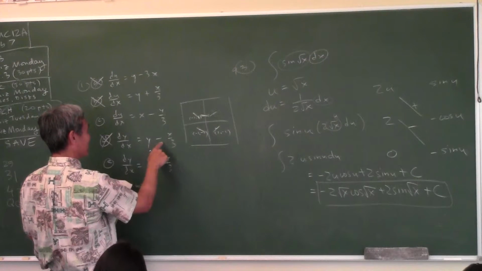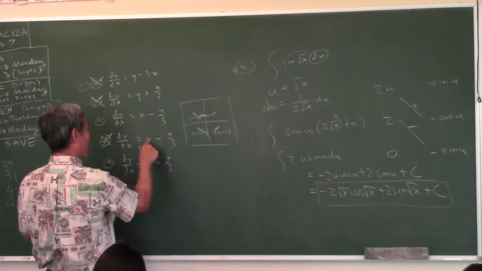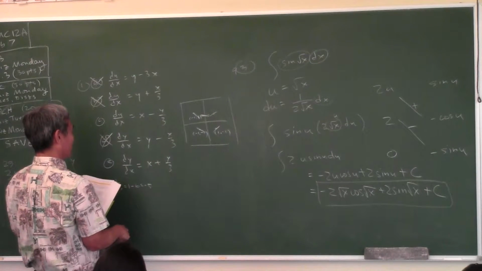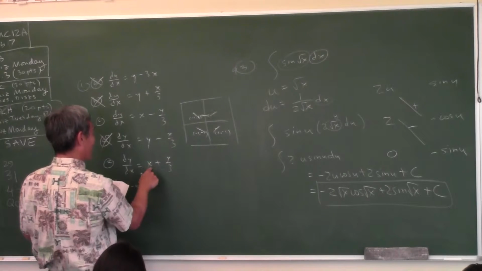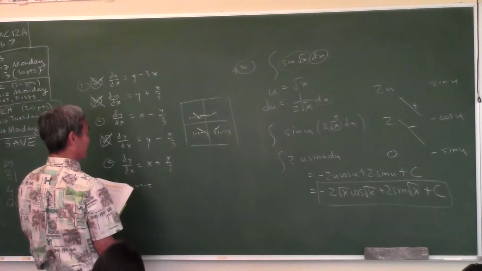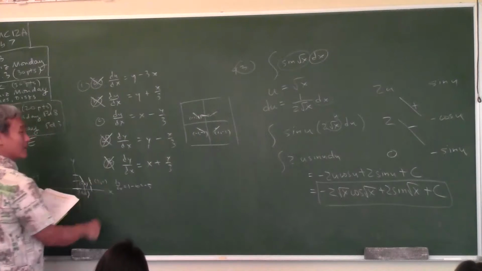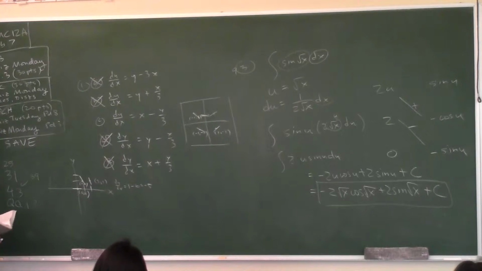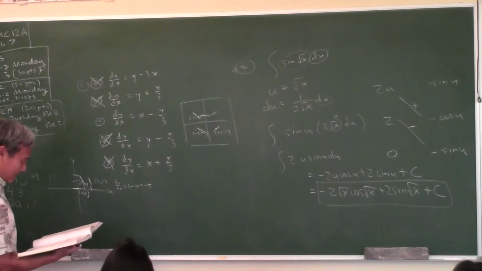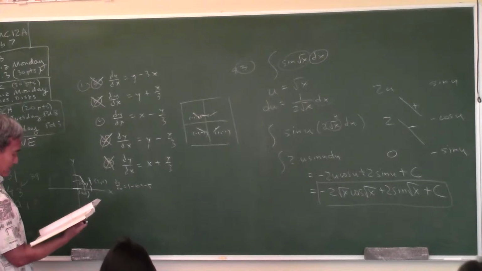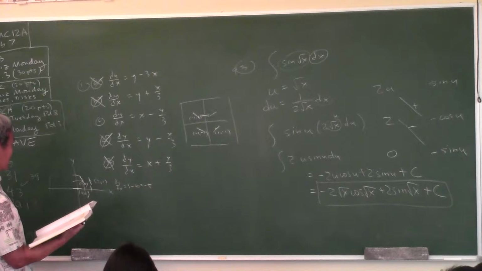What are we plugging in? (0, 1). Into E. Oh, it's this one. (0, 1). 4/3. That is definitely not 4/3, so that's got to be the answer. The answer is E.